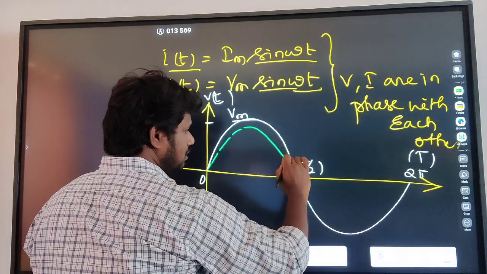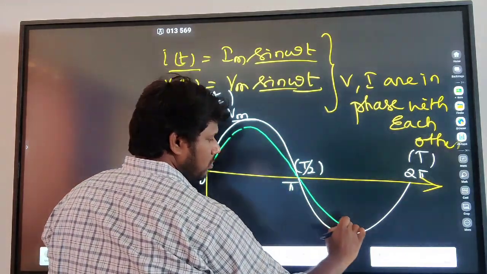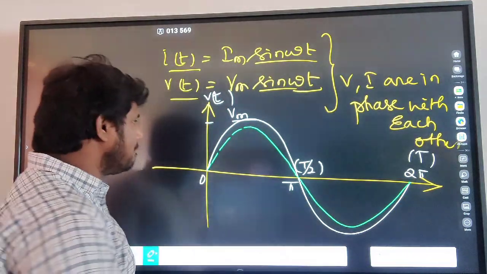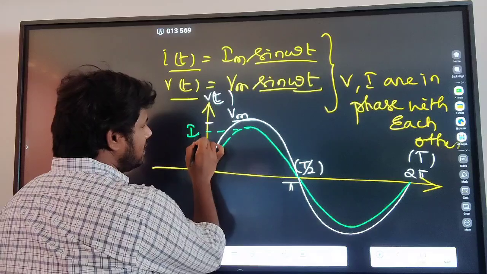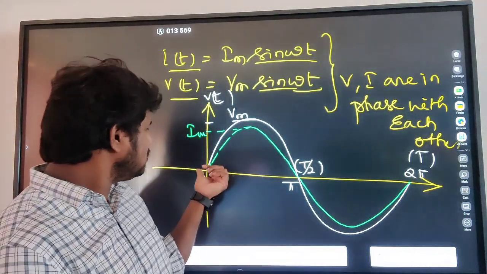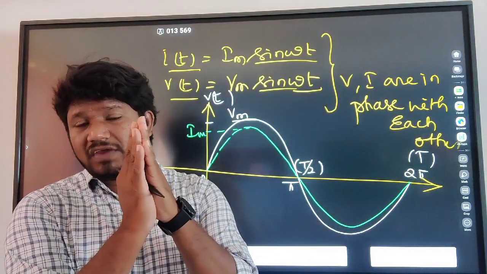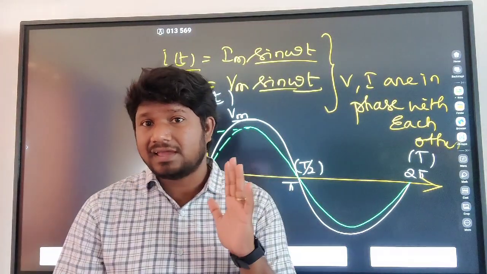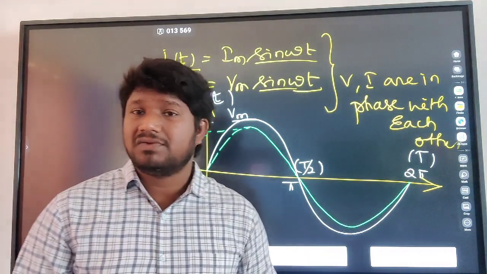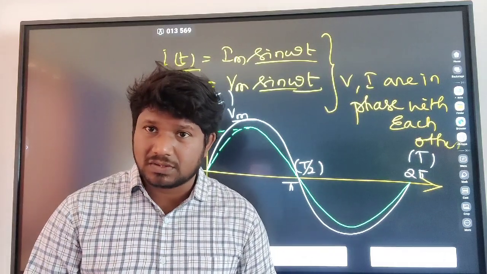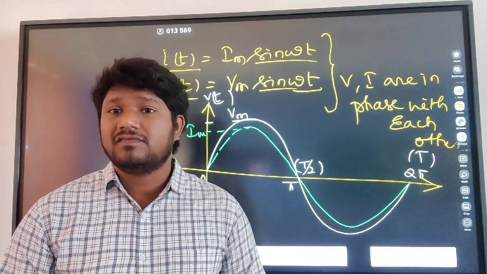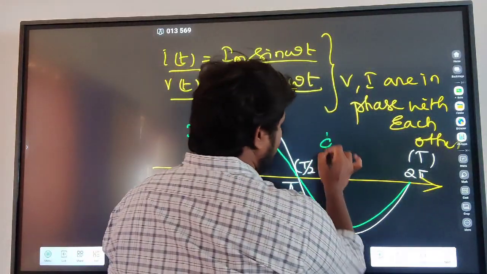This is in phase. Both the initial and final angular positions are exactly the same, but the peak values will be different. Therefore, what is the phase difference? There is no phase difference. The two waveforms are not separated by any angle at the initial and final stage. That's why there is no phase difference between voltage and current for a resistive circuit. It will be 0.